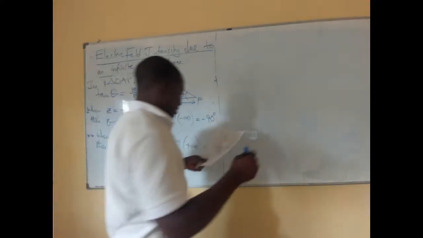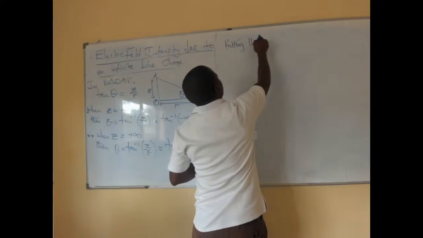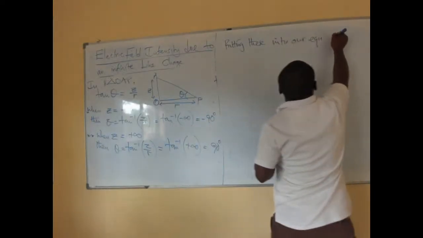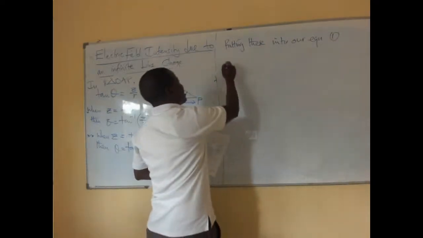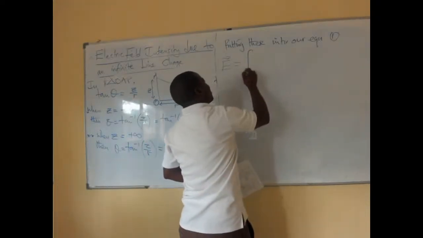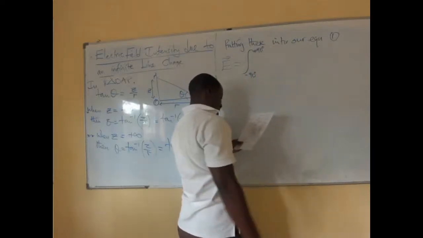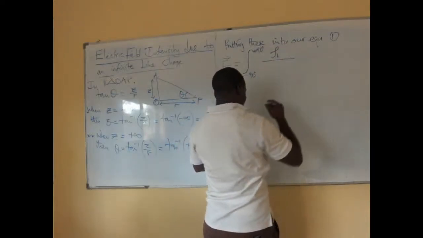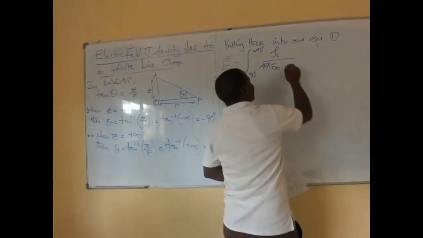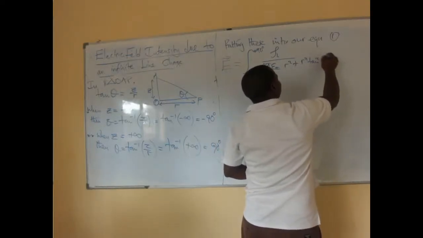So moving on. Putting these into our equation 1, what we actually get is that the electric field intensity must be equal to, we are moving from minus 90 degrees to plus 90 degrees. Then this is the line charge density multiplied by our constant, which is r squared plus r squared times tan squared theta.